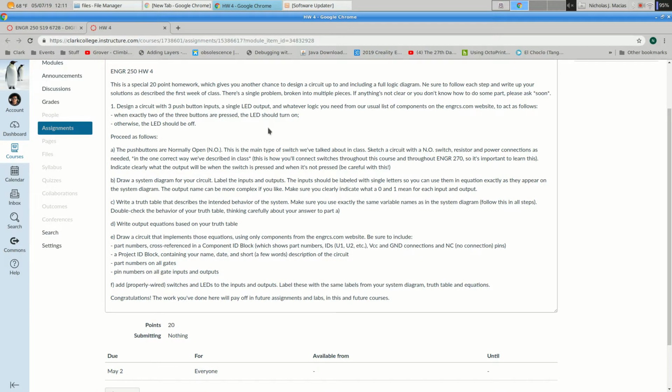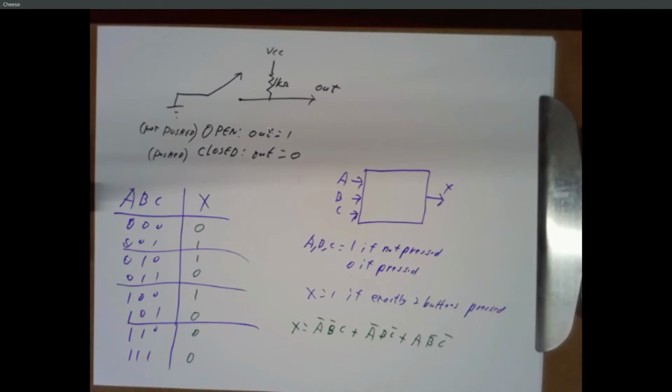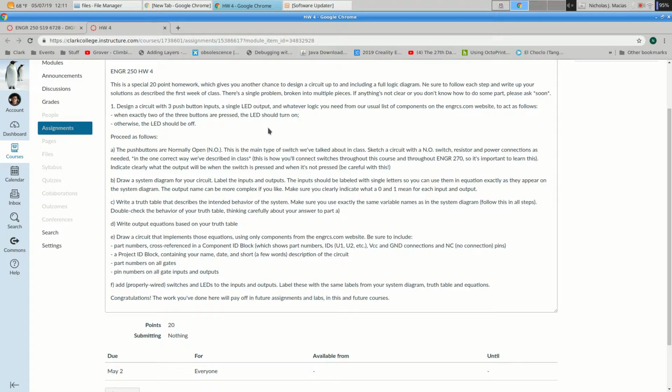So draw a circuit that implements those equations. Ideally, you do a K-map or something to simplify it, or you make some observation and come up with an equation. But then you implement the circuit using those equations. And this was supposed to be a full circuit, so it's got to have component ID numbers and pin numbers and all of the necessary parts and pieces, the switches, the LEDs, and so on for part F. And most people did that fine.